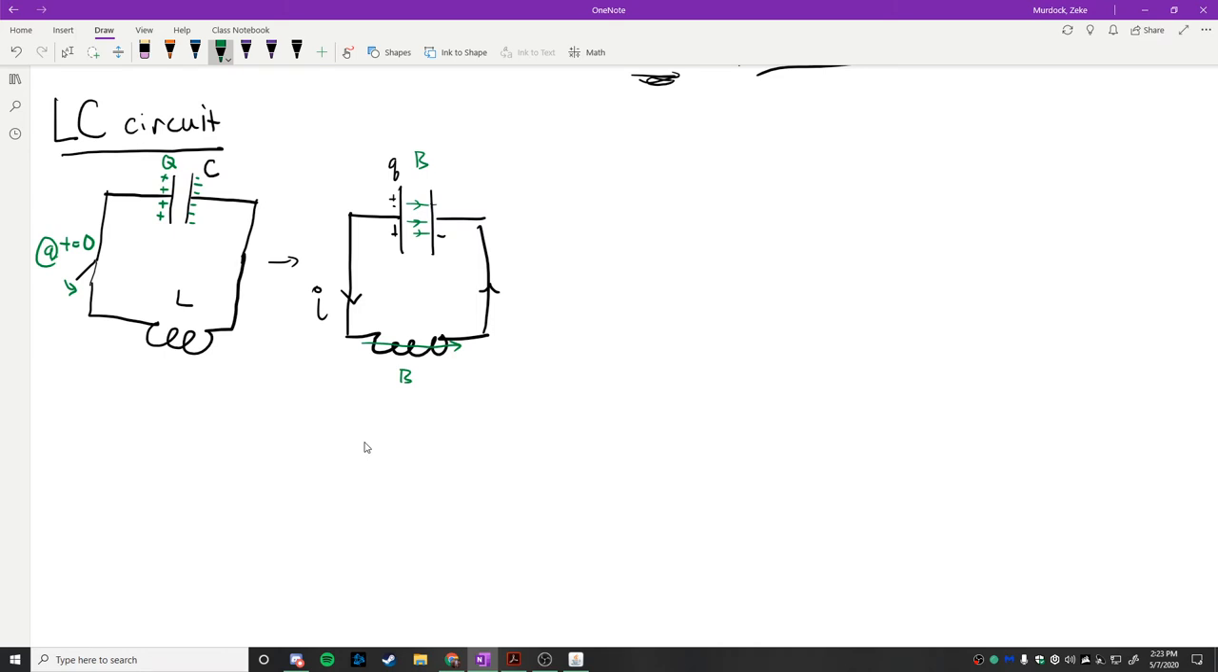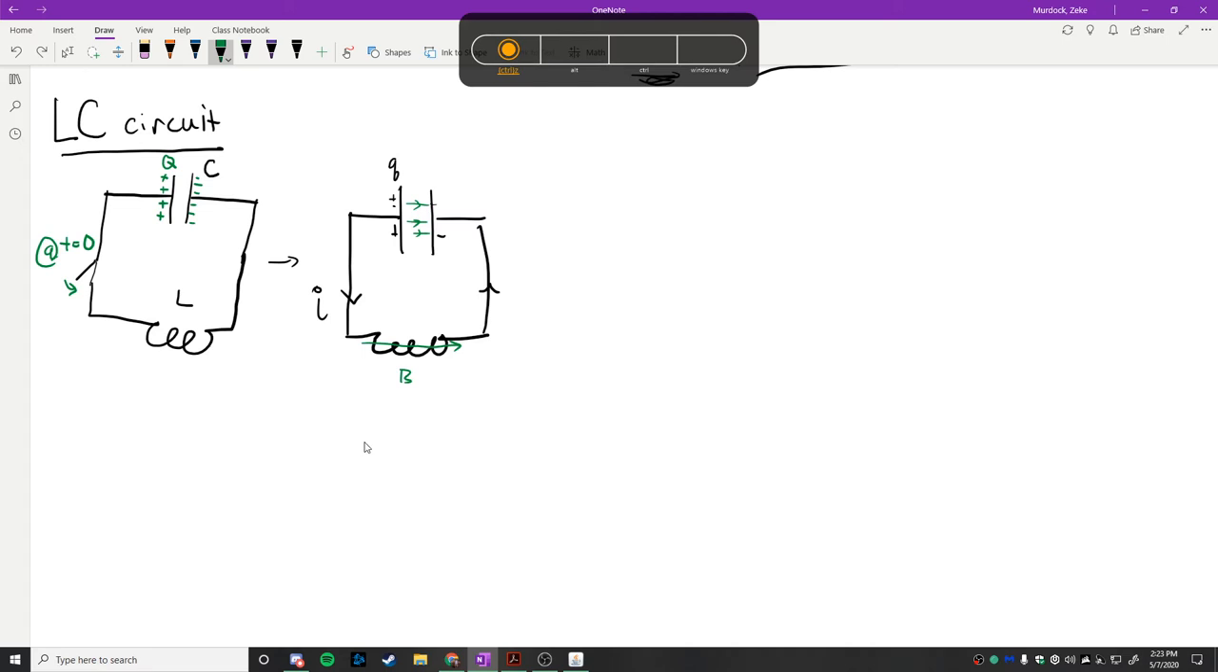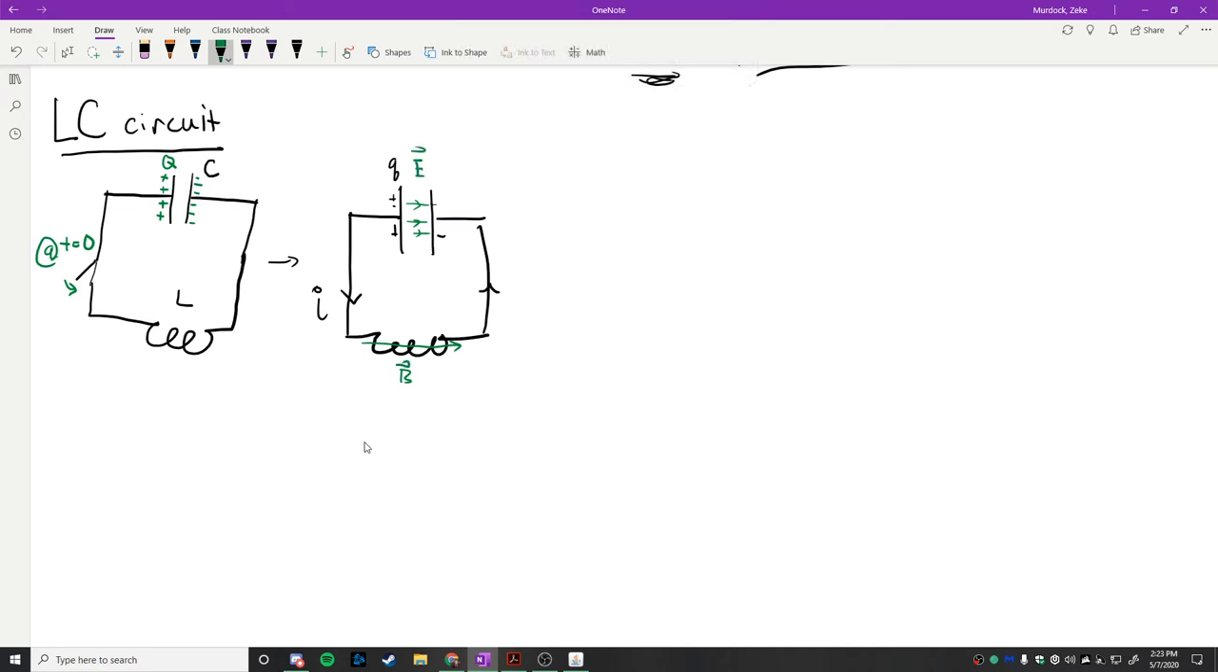There's current flowing, and there's charges that are stored up here. Oh, wait, not magnetic field. This is an electric field, my bad. There's charges that are stored on the plates, so we can say that there's energy stored in the capacitor, right? I don't know if you guys remember this, but you can define the energy stored in a capacitor by taking the charge squared and dividing by 2 times C. You can do the same thing down here. We saw that the energy stored in an inductor is given by 1/2 L I squared. That's what we just talked about a second ago.